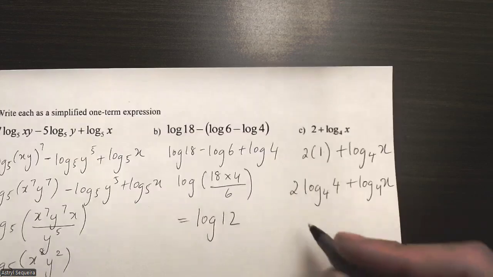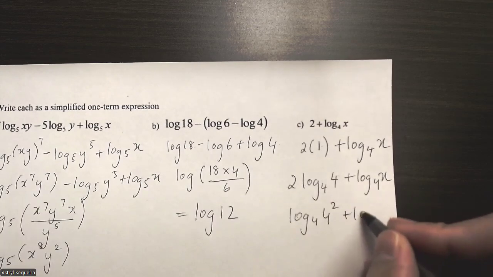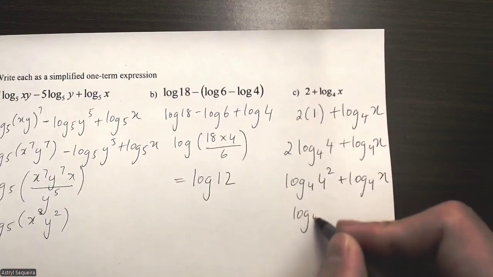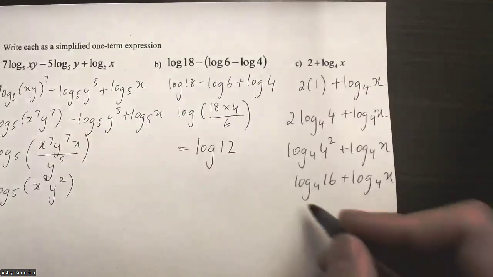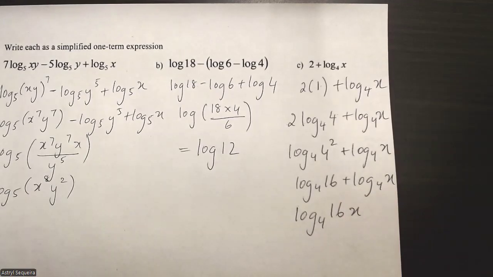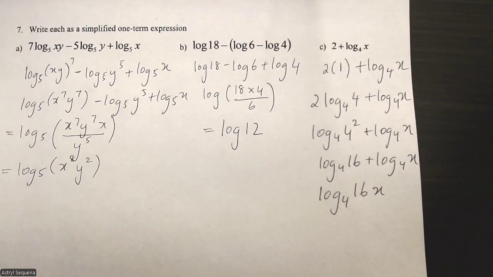Then I'll move the 2 to the exponent, so it becomes log 4 of 4 squared. 4 squared is just 16. Now if I combine these, I'm just multiplying, so it becomes 16x, and that is the solution to question number 7.